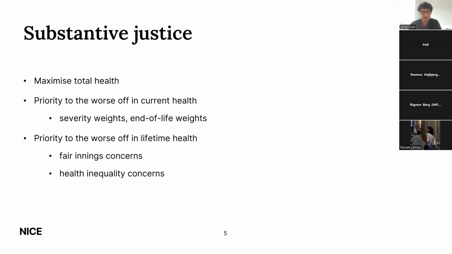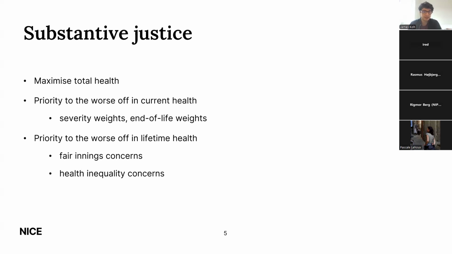But then you also have other competing priorities that are socially important, and that could be giving some additional priority to those who have worse current health. And that's been reflected over the years in NICE's processes by reflecting additional weight for people with severe conditions or those patients who are at the end of life. Another aspect you might be concerned about is those that are worse off in lifetime health, so not quite current health. That could be a moral argument that was made for fair innings, which is that everyone should have a fair shot at having some sort of minimum level of life expectancy.